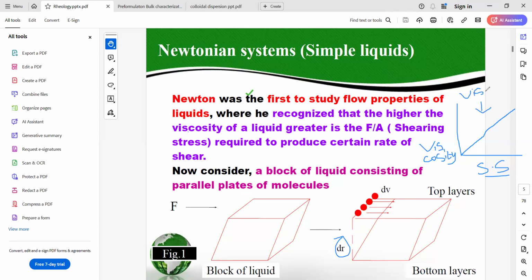The previous one, which I wrote, of shearing stress versus rate of shear, is known as a rheogram. This is also of basic importance. Remember this also, whether they are asking for a rheogram, a viscogram, viscosity versus shearing stress, or shearing stress versus rate of shear. This is for the Newtonian system itself, but the one of viscosity versus shearing stress will also be a straight line.